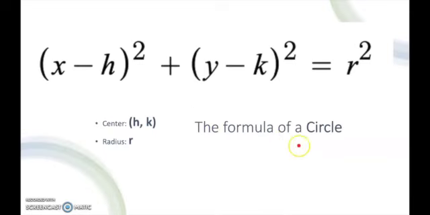Now here we have the formula of a circle. It is the quantity x minus h squared plus the quantity y minus k squared is equal to r squared, where the center is h comma k. Here's our h right here, and here's our k, and our radius is going to be r. So here we have r squared, and notice we have a minus sign here and a minus sign here.